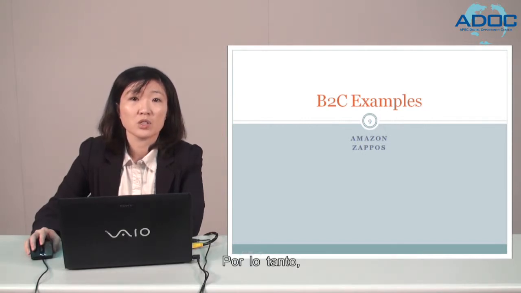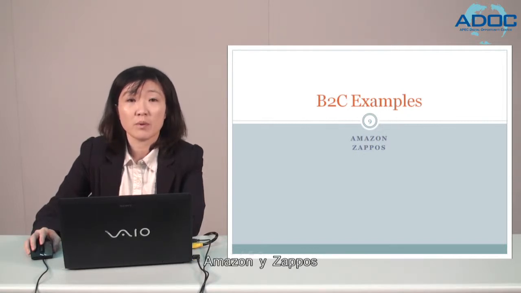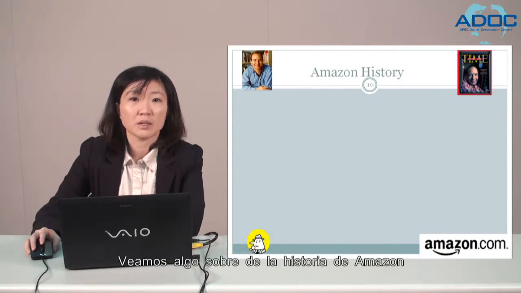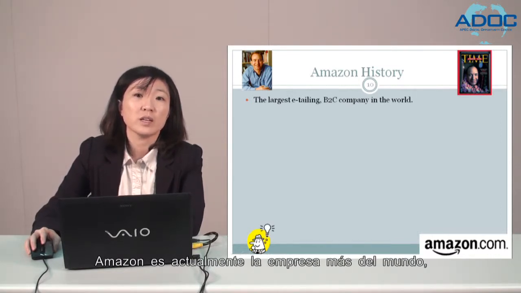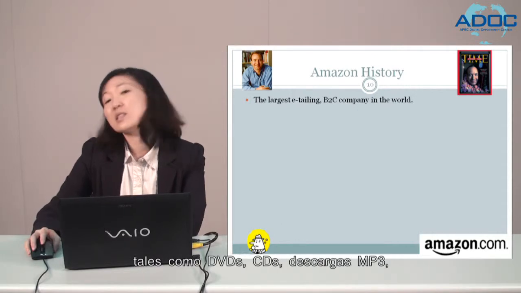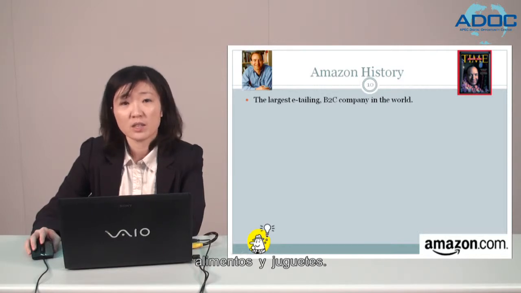In the last slide, we said B2C is the trend in the future. Therefore, I'm going to introduce some B2C examples to you, Amazon and Zappos. First, Amazon. Let's see some Amazon history. Amazon is the largest e-tailing B2C company in the world currently. And Amazon sells all kinds of goods like DVDs, CDs, MP3 downloads, computer software, video games, electronics, apparel, furniture, food, and toys.